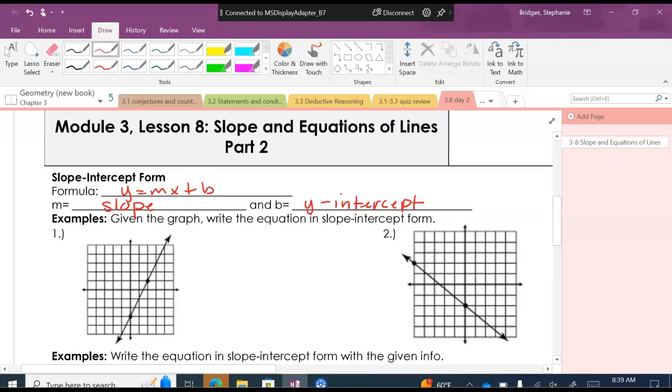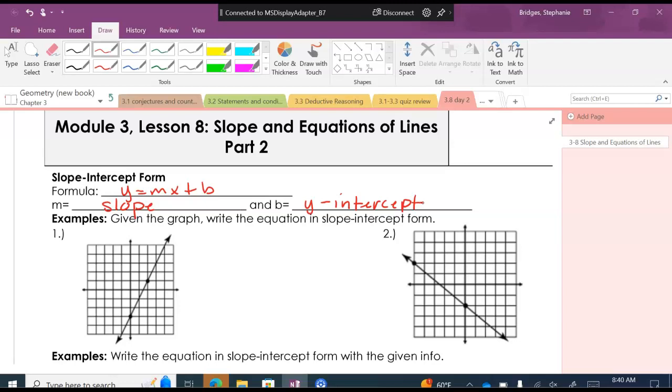Which axis is the y-axis? Horizontal or vertical? Vertical, okay. So when we are writing these equations for slope-intercept form, we need two things. We need the slope and we need the y-intercept. And as long as we have those two pieces of information, we can just plug those in for m and b. So on number one, do just like we did at the very beginning of the notes yesterday. Count your slope. Count from one point to the other and figure out what your slope is.